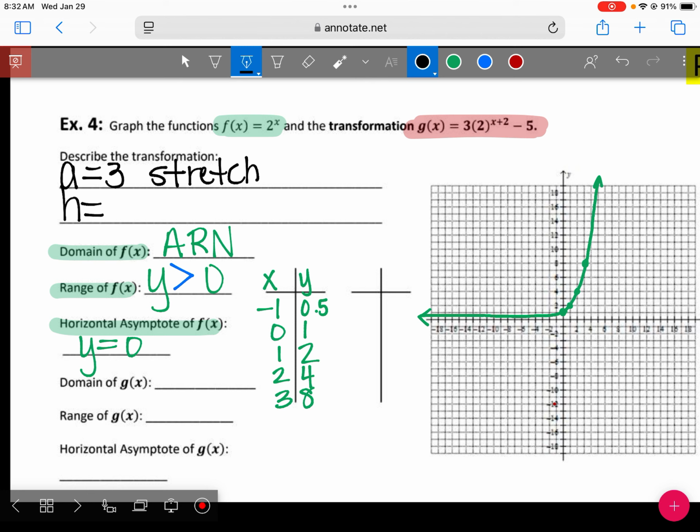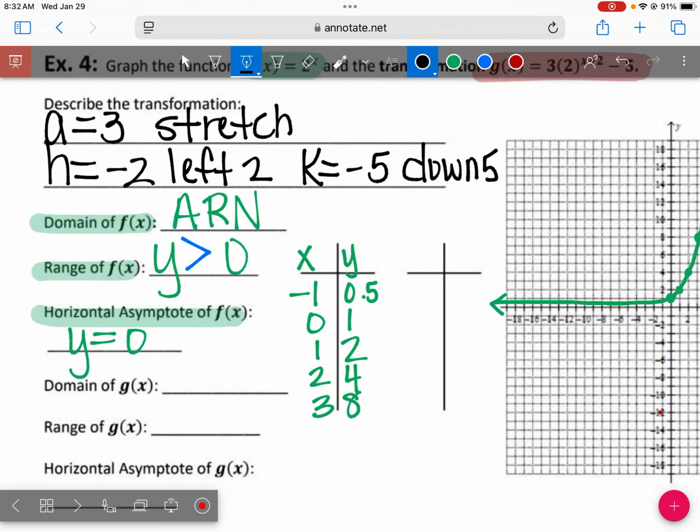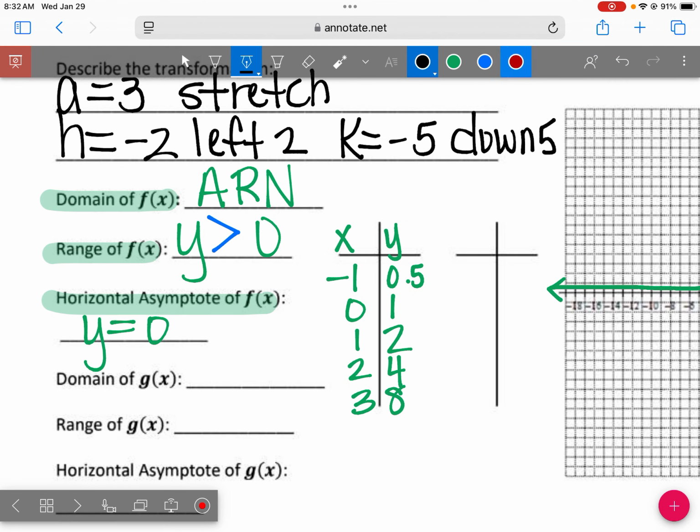So instead of it being +2, what is it? Instead of +2, what would it be? -2, which is going to make the graph do what? Go left 2. Morgan, what's our K value? And what's that going to make our graph do? Perfect.